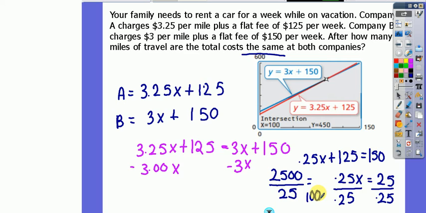So what does that mean? What does that 100 mean? After how many miles will the cost be the same? After 100 miles, the cost will be the same. Questions on that?